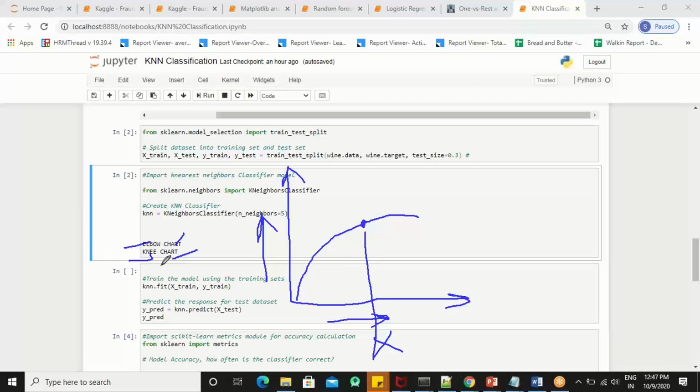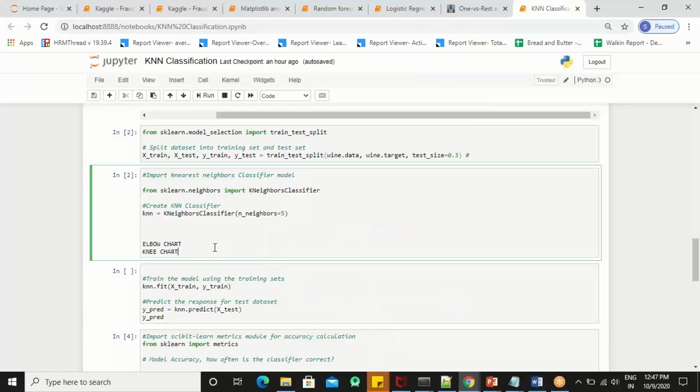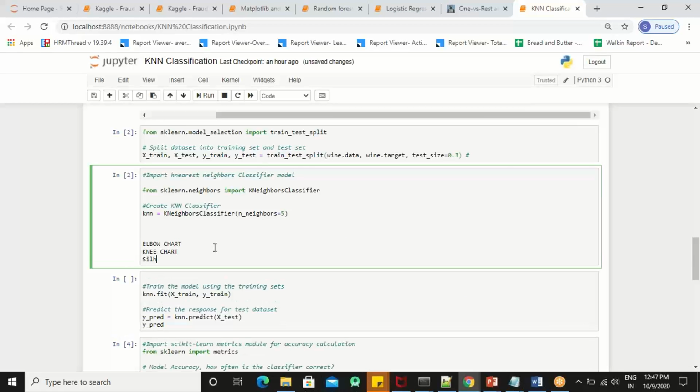There is one more thing which is known as the Silhouette curve or Silhouette chart. Read about it. I'm just writing it here. What is the Silhouette curve? That's the third thing. It is also used to get the value of K, but mostly in the case of K means clustering. But this is one of the very important things. What is the Silhouette curve from the interview point of view? Okay, so read about all these three.